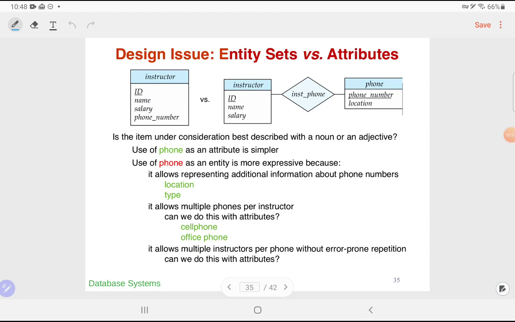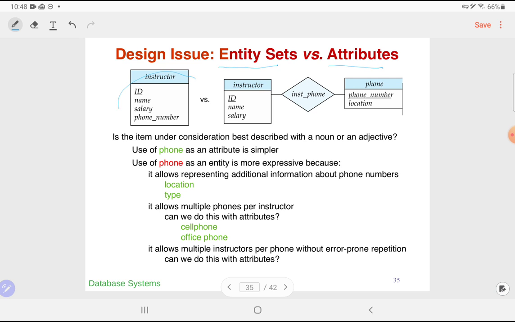We now move on to consider the design issues involved in entity relationship modeling, or more precisely, the high-level design issues. When we discuss normalization, there are a very large number of design issues at a lower level. The first design issue that we must consider is entity sets versus attributes.